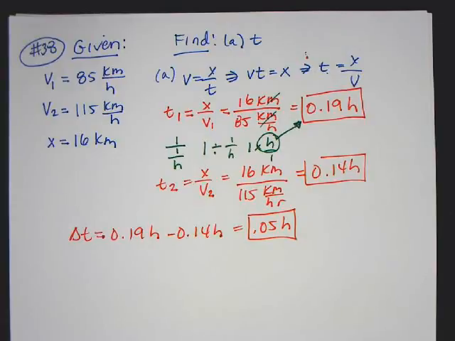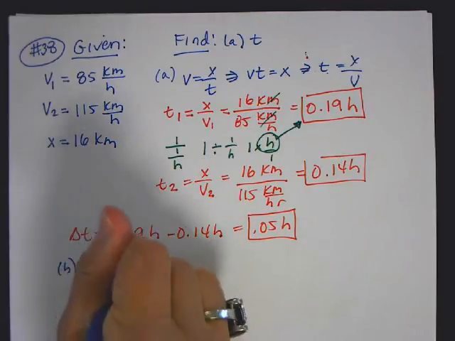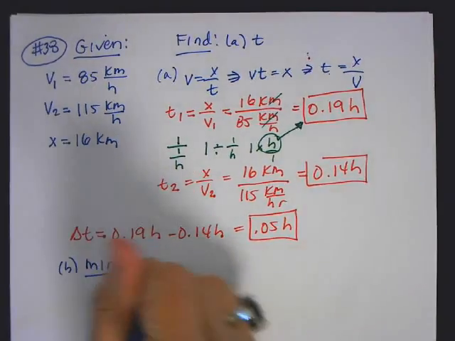So now part B says, how far must the cars travel for the faster car to arrive 15 minutes sooner than the other one? Well, first of all, if you notice, it says the word minutes. So this is where they're trying to trick us, because everything we've done thus far has been in hours. And all this stuff is in hours.